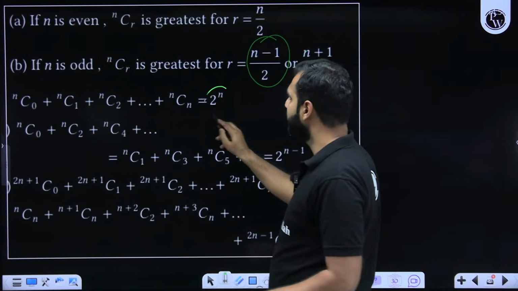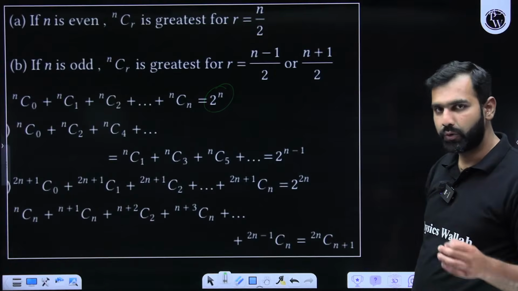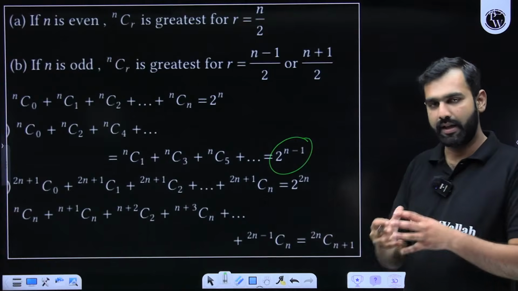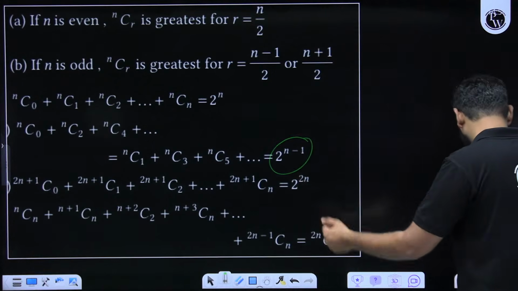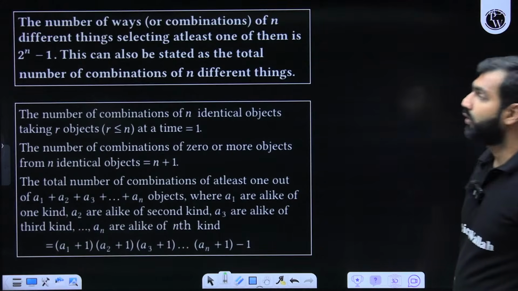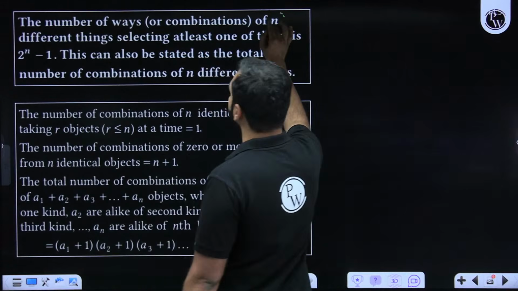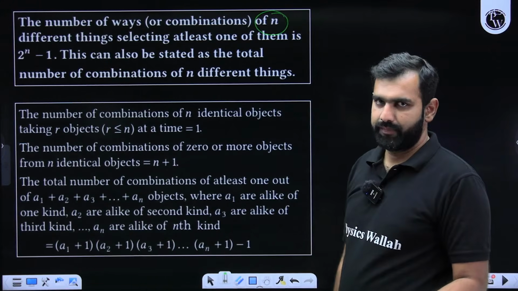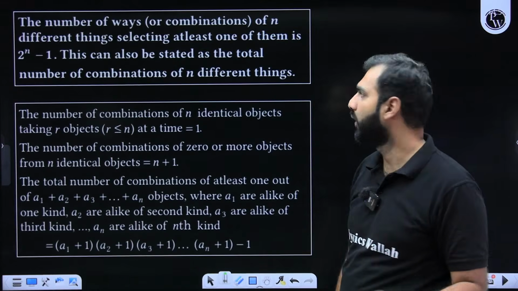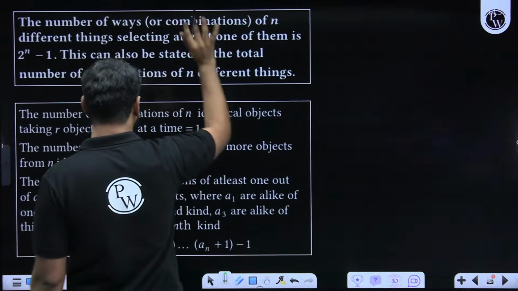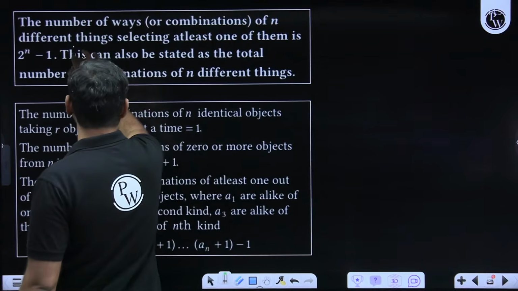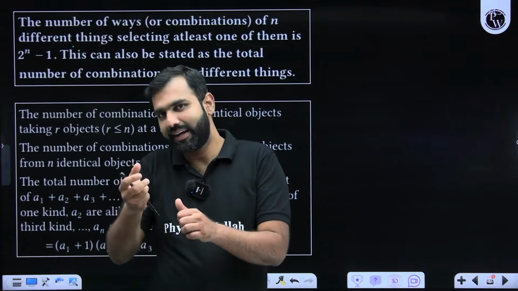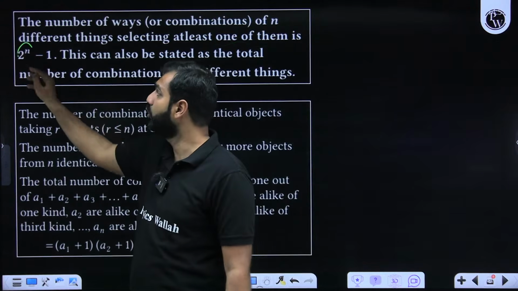We all know that NC0, NC1, NC2 until NCn sum to 2 to the power n. But if I take simply the even terms or the odd terms, it will be 2 to the power n minus 1, half, right? And the same results can be drawn here as well. Something very crucial: let's say there are n different things. I need to select them, but I need to have at least one of them. I repeat, the number of ways, combination, selection of n different things, selecting at least one of them. So with each object, I have two choices. Either I take it or don't take it. So with n objects, I'll have 2 to the power n choices.